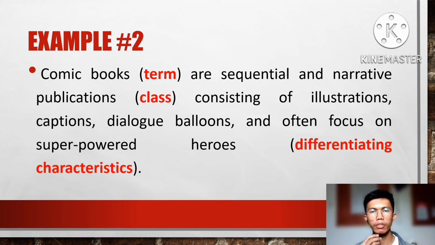Next example, in order for us to understand more, we have here comic books are sequential and narrative publications consisting of illustrations, captions, dialogue balloons, and often focus on superpowered heroes. So the term here is the comic books. It is the subject being talked about. And the class are sequential and narrative publications. And lastly, the differentiating characteristics. It consists of illustrations, captions, dialogue balloons, and often focus on superpowered heroes.